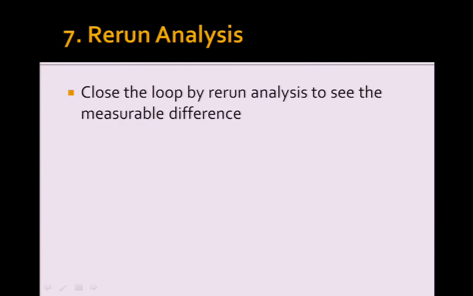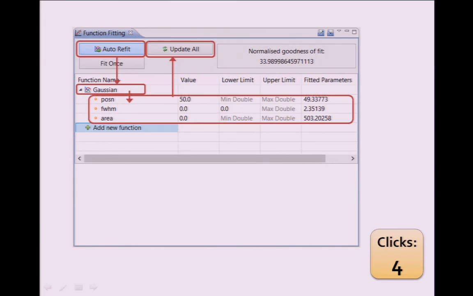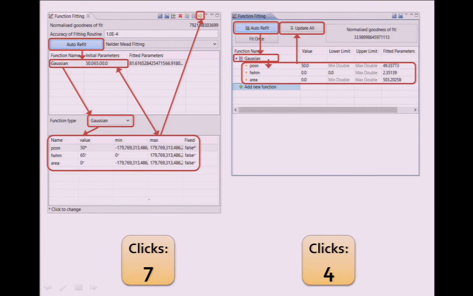Okay, so the final step, you really need to close the loop by rerunning the analysis. And this is where you can really get your measurable difference. So we did that, and in this case, the user had to click the auto refit, set the function they wanted, the Gaussian there, change the parameters, and when they were done, hit update all. And we could count the clicks, and this time we had 4 instead of 7.